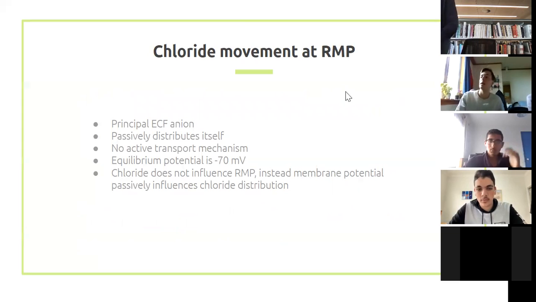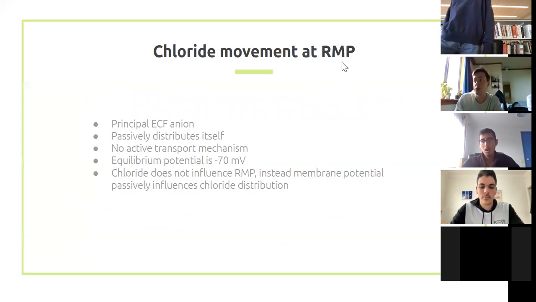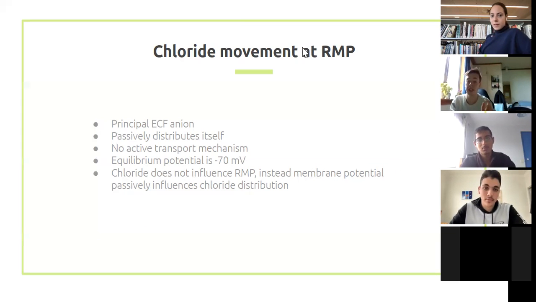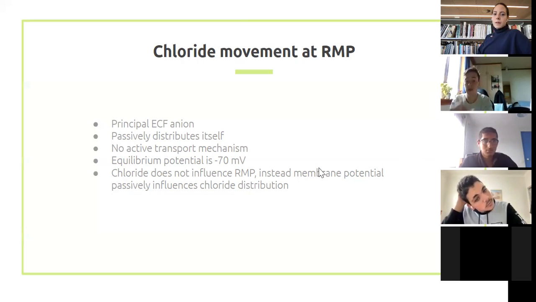So chloride. This is at resting membrane potential. Chloride is principally the anion that is in the extracellular fluid. This one passively distributes itself. There's no active transport involved with chloride. And again, the equilibrium potential is negative 70 millivolts. Now, chloride is just a note, because it doesn't actually influence the resting potential, but the membrane potential influences chloride.